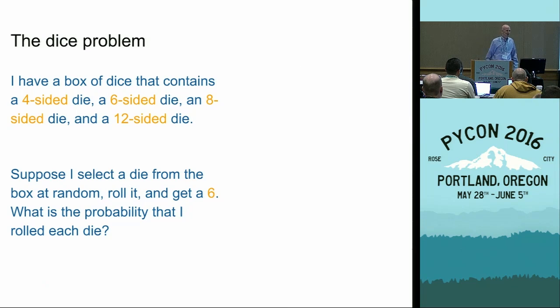Good question. The 4-sided die is numbered 1 through 4. They all have conventional numbering, 1 through 6, 1 through 8, 1 through 12. Good. Okay.